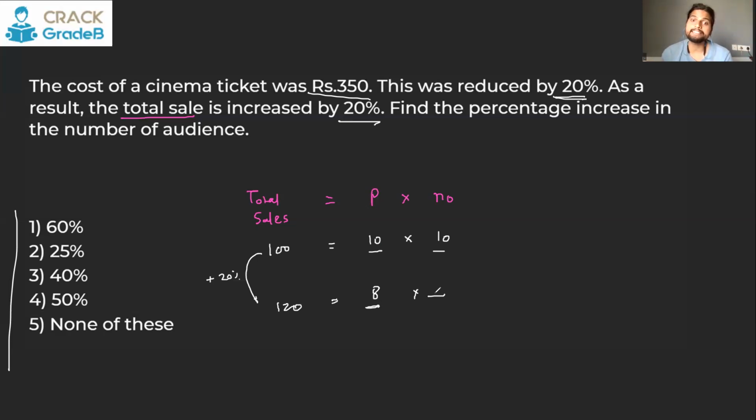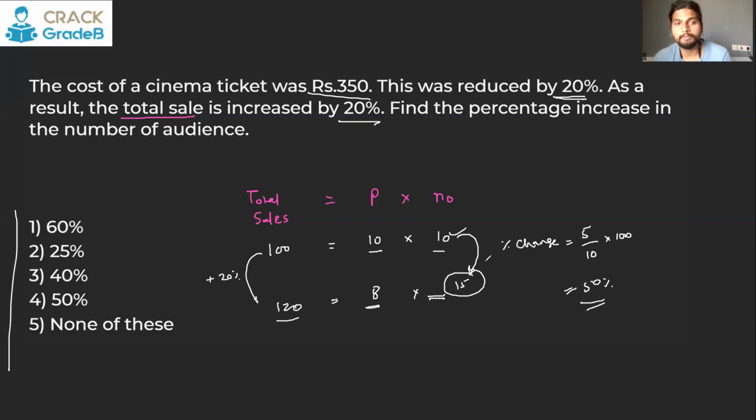So if the price of one ticket is 8, then 8 into what is 120? For that, you can just do 120 upon 8. That figure will be 15. That means earlier the number of tickets was 10, now it is 15. So what is the percent change they are asking? Percent change is the change upon the base value, 5 upon 10, and easily that is half, which means 50%. A 50% increase in the number of tickets or number of audience. The answer here is 50%.